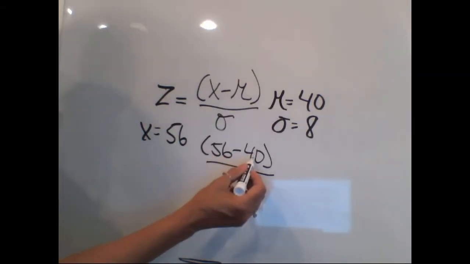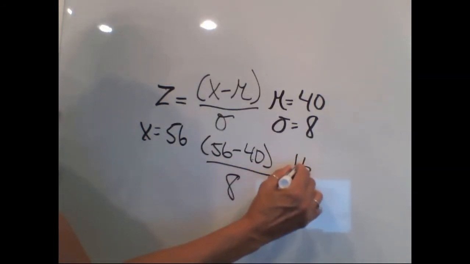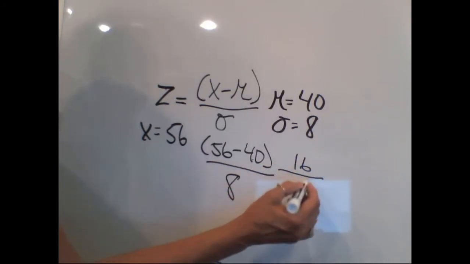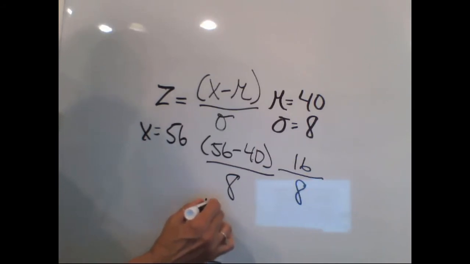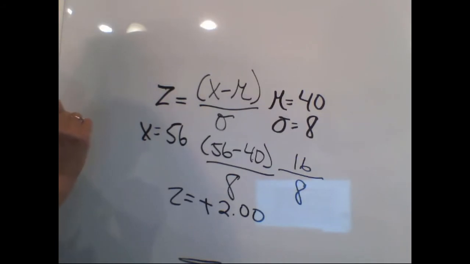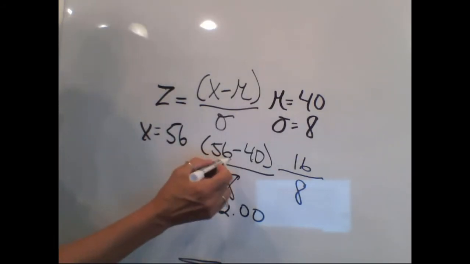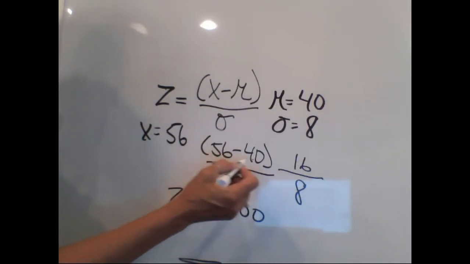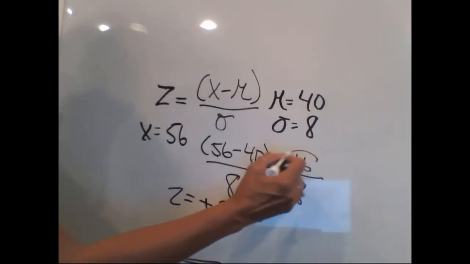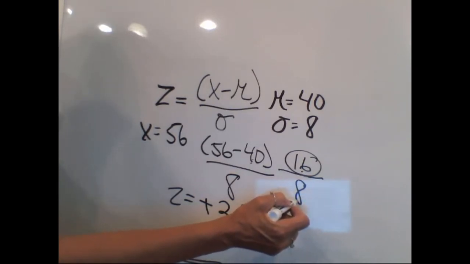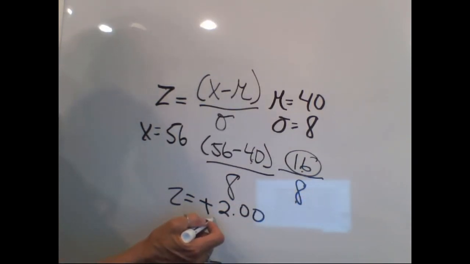So my score minus the mean of 40 gives me 16, and the standard deviation is 8. 8 goes into 16 twice, so my z-score for 56 is a positive 2. That only makes sense because if my score is 56, minus 40 is 16, and the standard deviation is 8, 16 is 2 of those, right? So my z-score is a positive 2, meaning my score is 2 standard deviations above the mean.